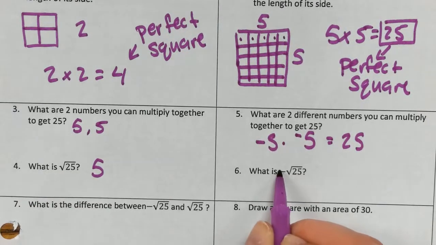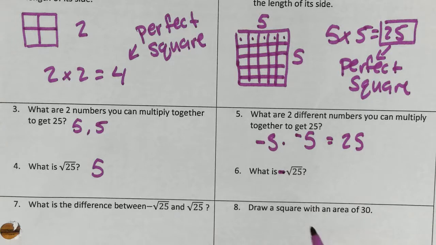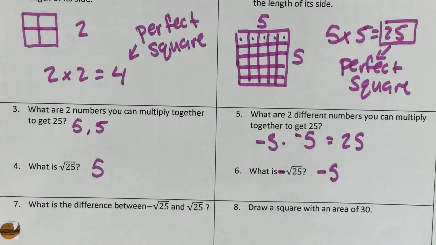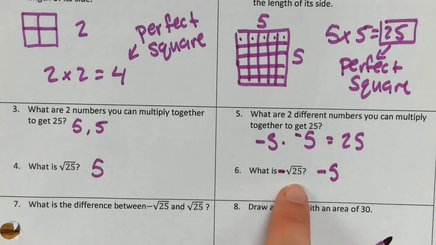So, when you have this negative out in front of your square root, the negative square root of 25 is negative 5. So the square root of 25 is 5. The negative square root of 25, or the opposite of the square root of 25, is negative 5.